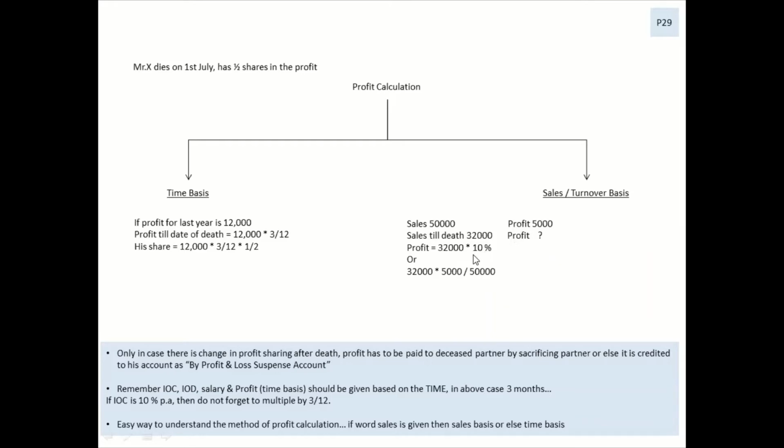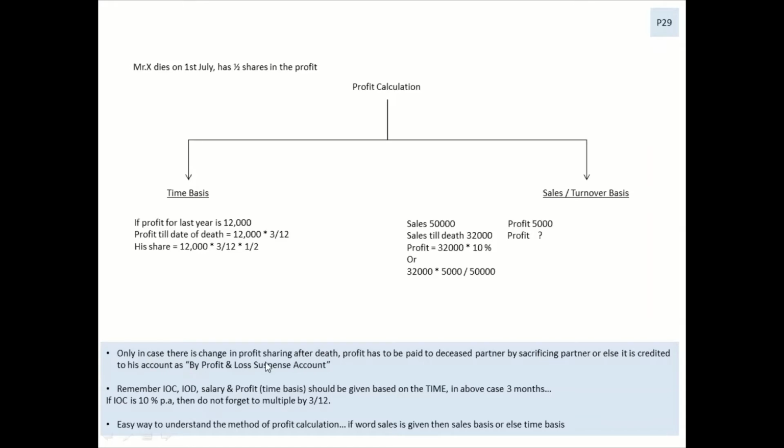Now the next question students always have is, sir, how do we understand which is the method and when do we use which method? The answer is in a simple word. Whenever in the sum you see the word sales, it is your sales method. And if the word sale is not there, it is your time method. Let's look into the next remember part over here.